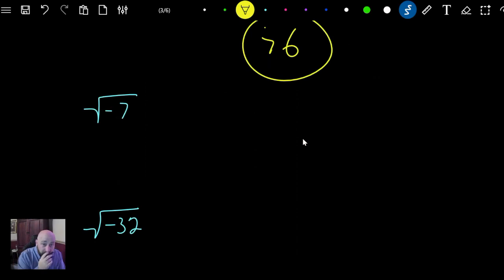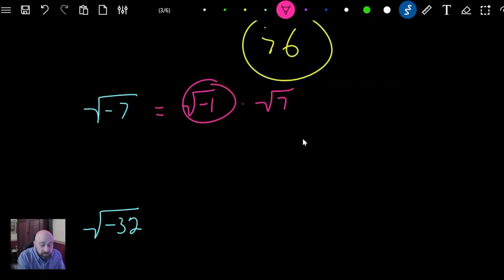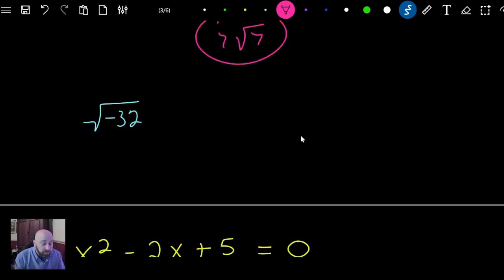All right, square root of -7. We'll extract the imaginary first, and the square root of 7 doesn't have a clean solution, so that's going to be i square root of 7 as our answer there, because we can't do anything with that square root of 7.